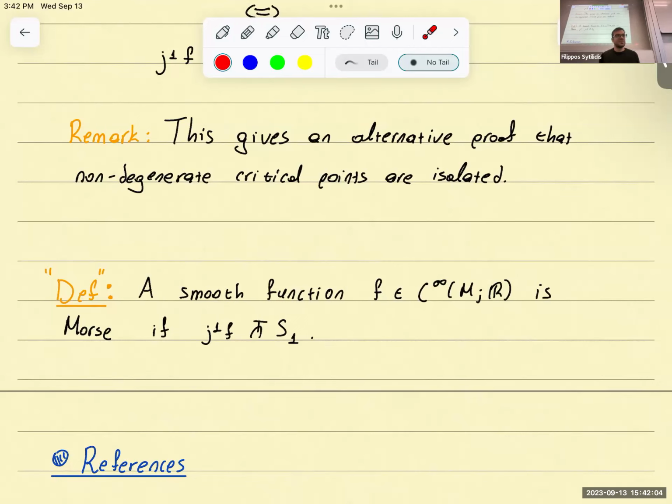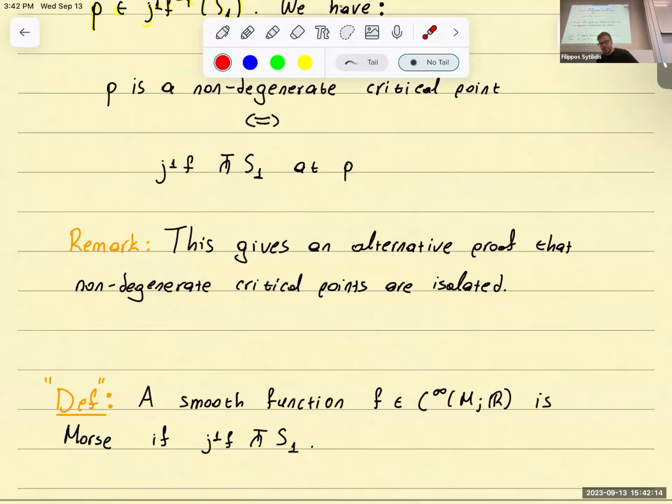So now you have a new definition of Morse functions. It's up to you what the starting point is. One can define a Morse function to be that, and then prove that this is an equivalent definition. So prove that every critical point of such a function is non-degenerate, and then use the Morse lemma to give you the local coordinates. That's one way to go about it.